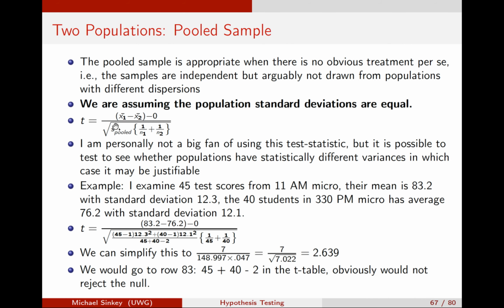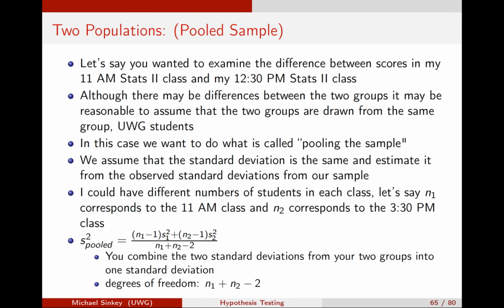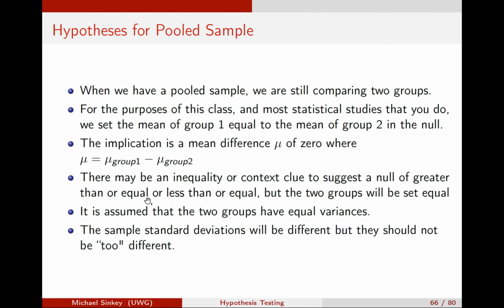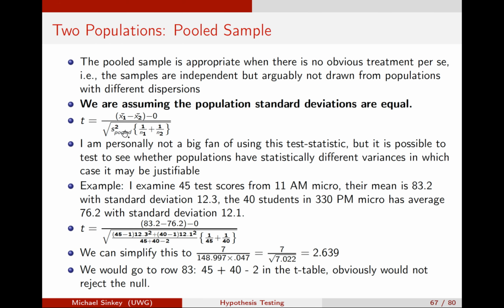The test statistic, I compare a sample difference in the top to 0. I include the standard deviation squared of the pooled variance. So I have this S pooled here that's plugged in, and then I have 1 over n1 plus 1 over n2. Okay, so this is a fairly complicated test statistic, and let's have a look at how it works here.